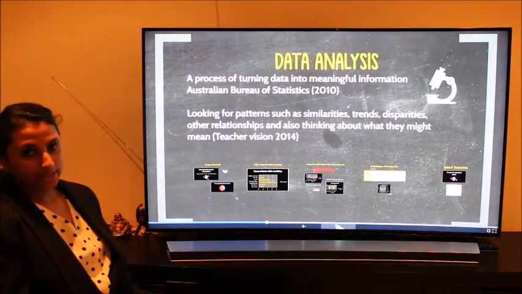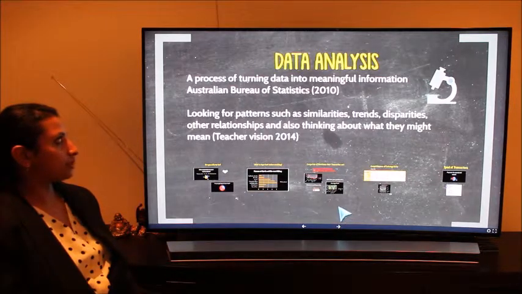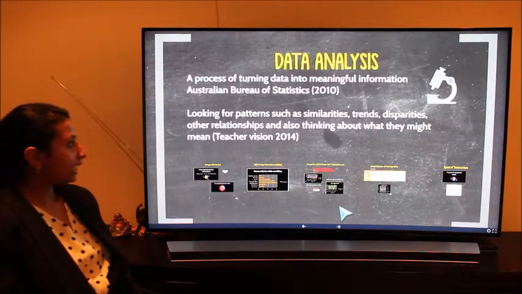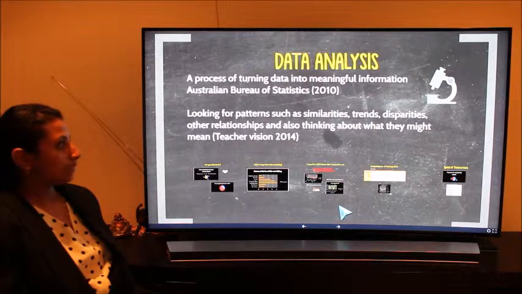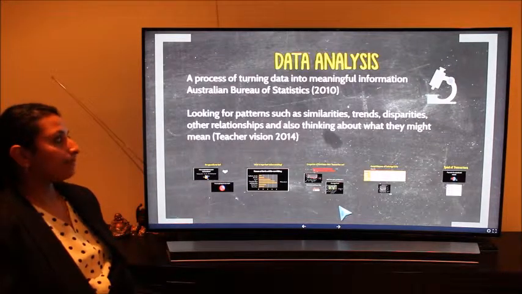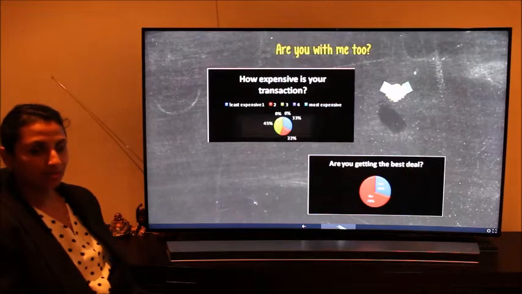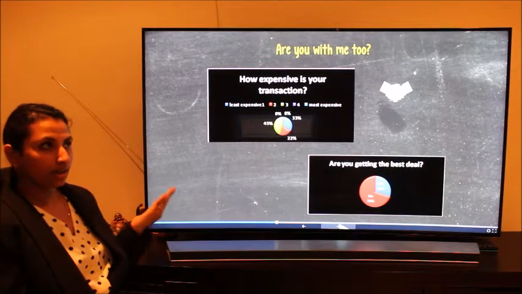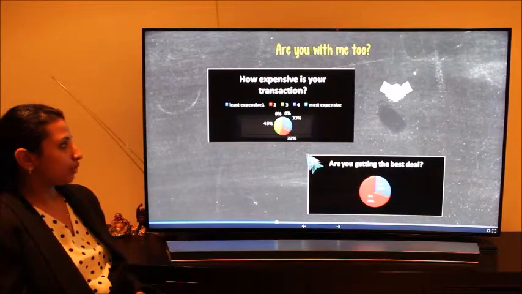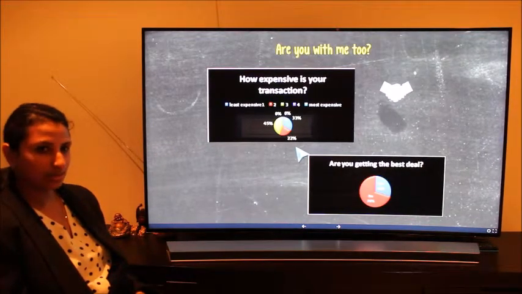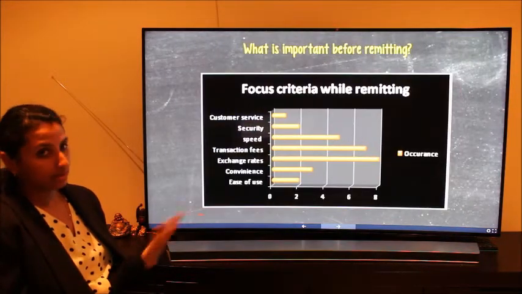And then moving on to data analysis, the Australian Bureau of Statistics defines data analysis as a process of turning data into meaningful information, and Teacher's Version also describes it as looking for patterns such as similarities, trends, disparities, and other relationships, and also thinking about what they might mean. So my first step was to find out if my friends thought the same as I, if we were getting the best deal, and about 45% of them thought their transaction was quite expensive, and about 70% believed that they're not getting the best deal. So we were on the same page.